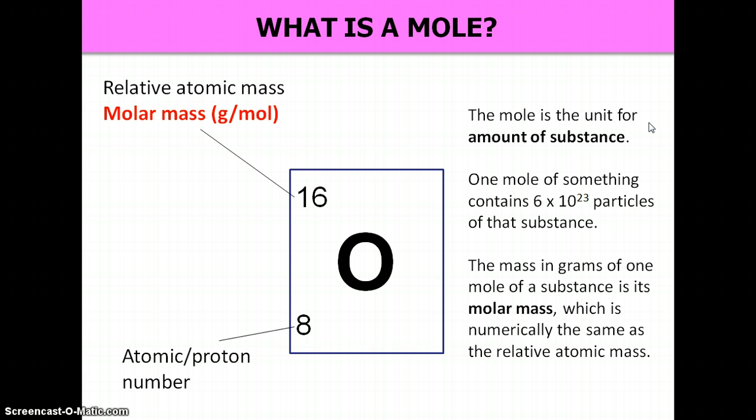But of course we're dealing just with atoms and molecules here. The mass in grams of 1 mole of a substance is known as its molar mass. This is numerically the same as the relative atomic mass. So when you look at a periodic table, you really need to be thinking of this number not as the relative atomic mass, it still is obviously, but for these calculations, consider it as the molar mass, i.e. 1 mole of a substance is going to weigh that much in grams. And 1 mole of oxygen atoms will weigh 16 grams.